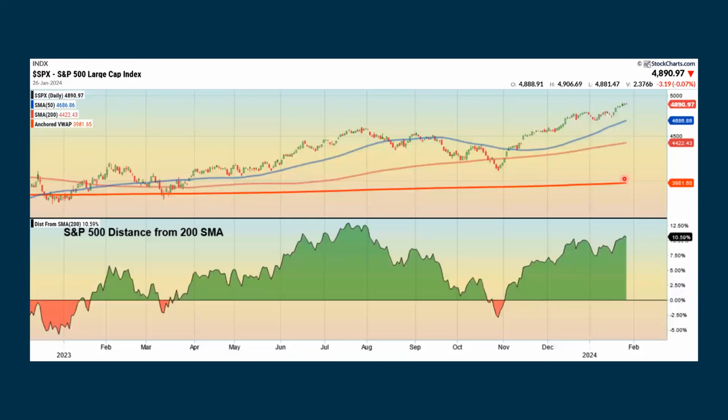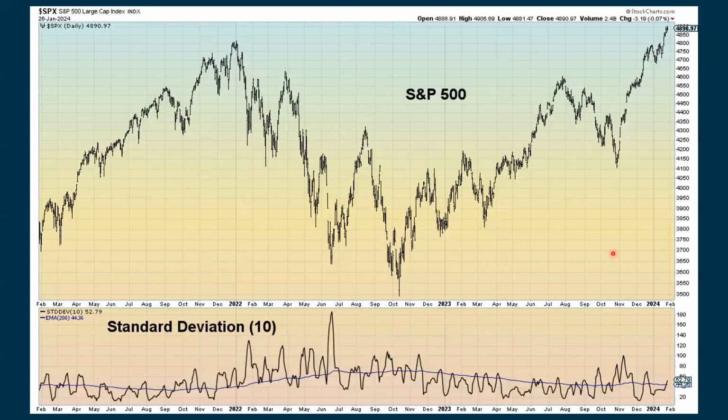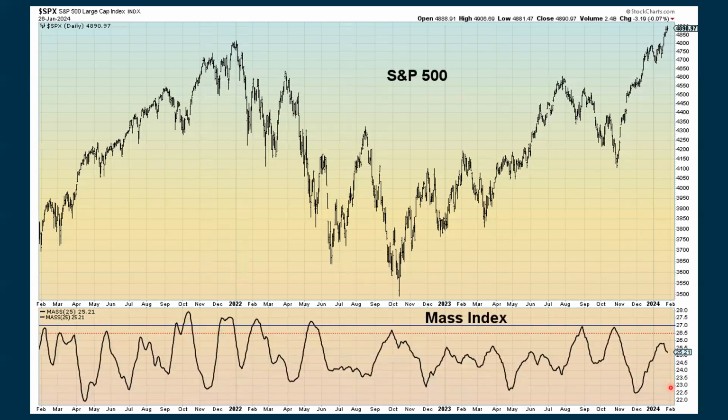Then we measure how far above or below are we from the 200-period simple moving average, and we're well above that currently. Then this is standard deviation. This doesn't measure direction. It measures speed based on 10 periods. And we're starting to pick up a little bit. As the S&P has been going up, the standard deviation, or how fast this is going, has been picking up as well. The mass index is not generating a signal right now.